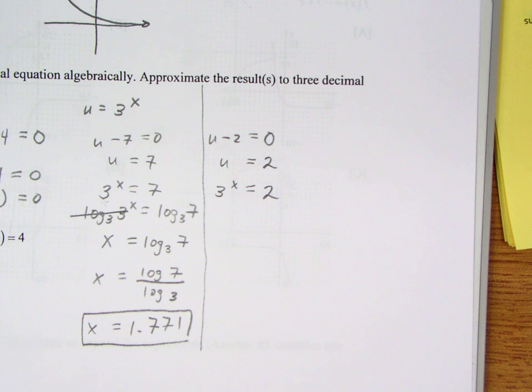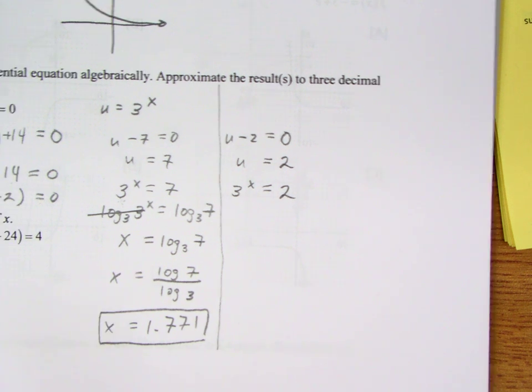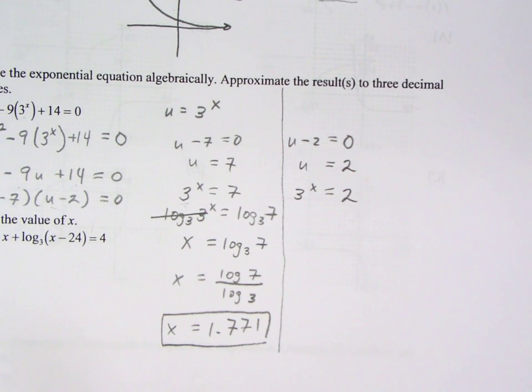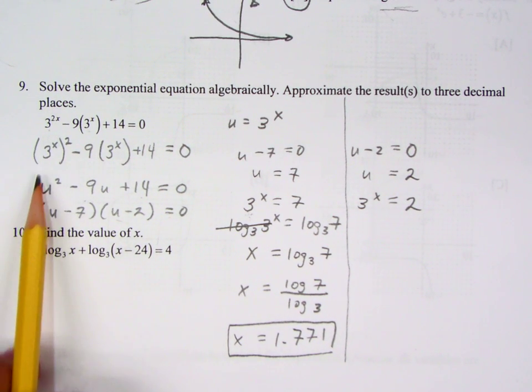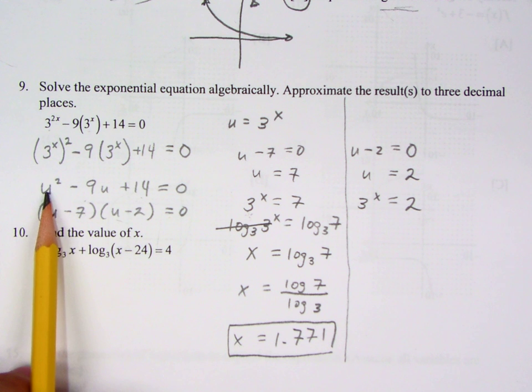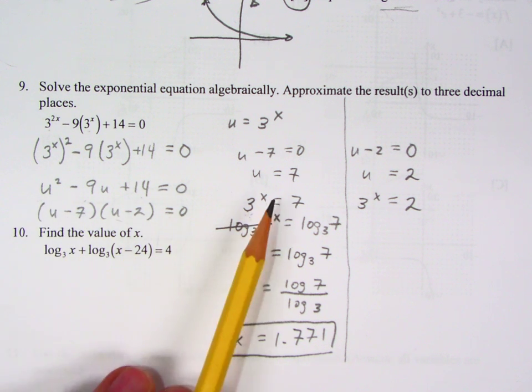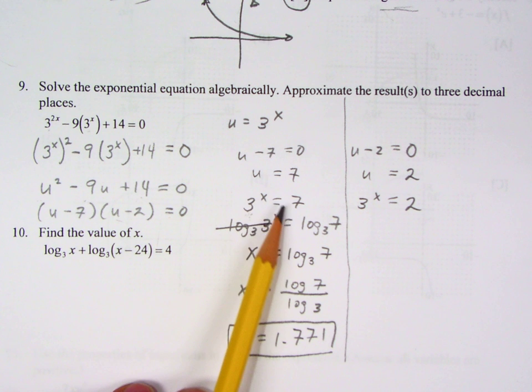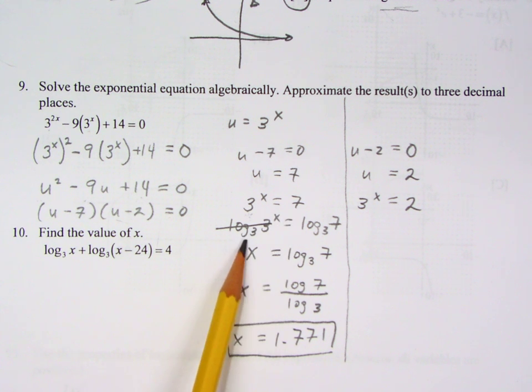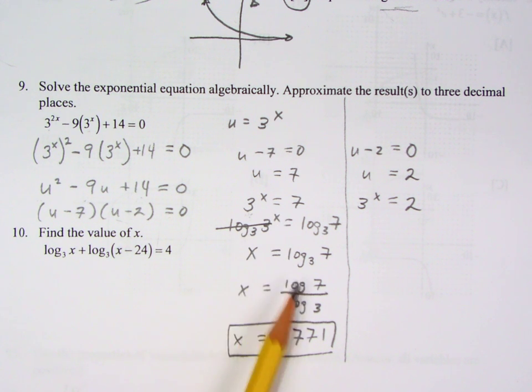Okay, so these problems are getting a little more complicated now, starting with number 9 here. You can see that the first thing you had to recognize was the U substitution. And then when you get to this point, it's not just an easy answer, 3 to the x power equals 7. You have to do the logarithmic work, do the change of base if needed, and find your answer.